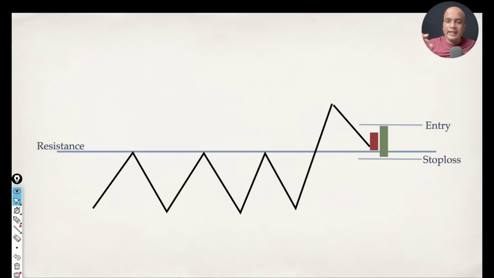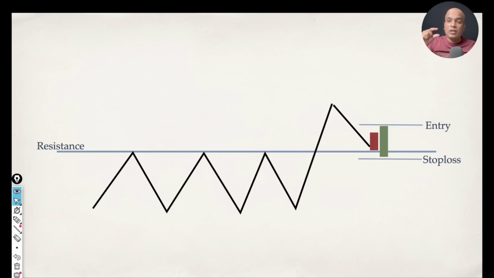You should wait for the breakout of the resistance line, let it go, it's not a problem. Then price should come back to the breakout level or the resistance level. Then it should form a bullish candlestick confirmation. If the price comes to the resistance trend line and doesn't show bullish confirmation, don't take the trade. Wait for the bullish confirmation.